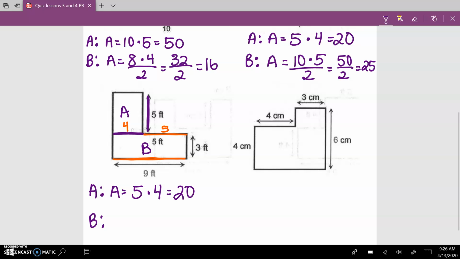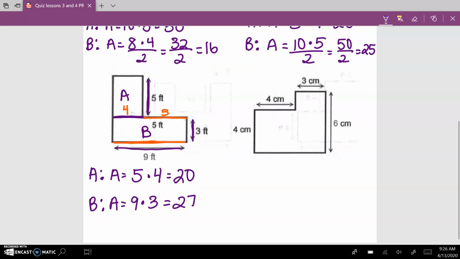Then the area of shape B would be the 9 going all the way across the bottom, times my height on the right-hand side, which is 3, which would be 27. Now I add those, 20 plus 27 gives me 47, and I have a unit here, which would be square feet.